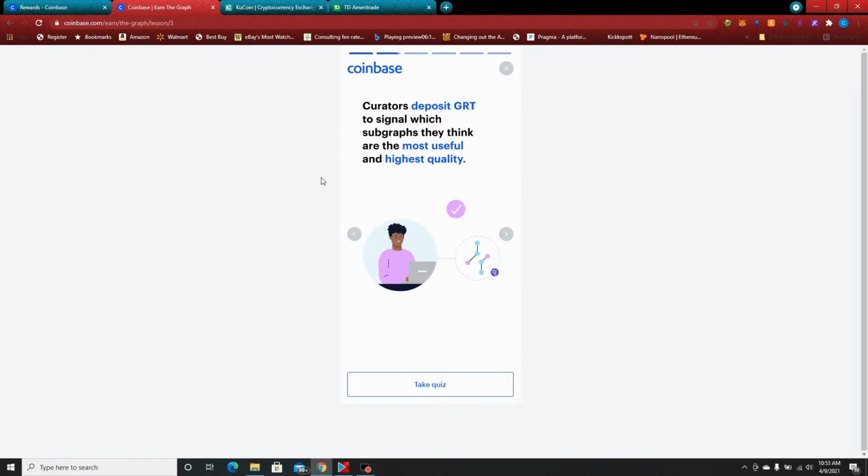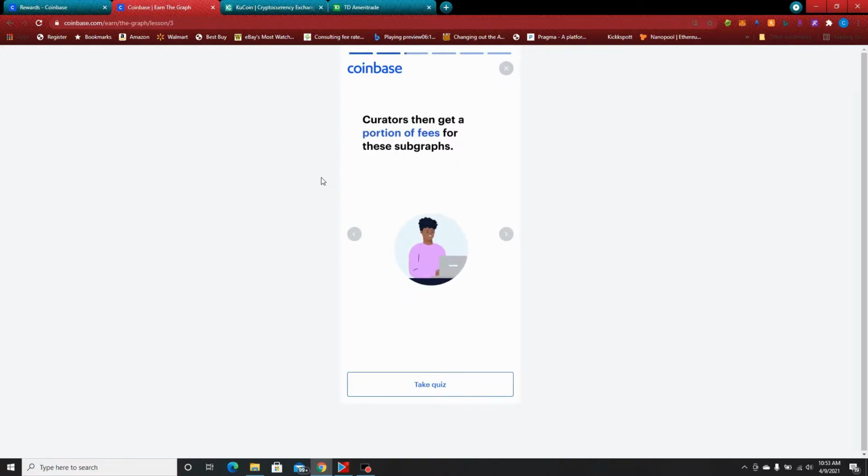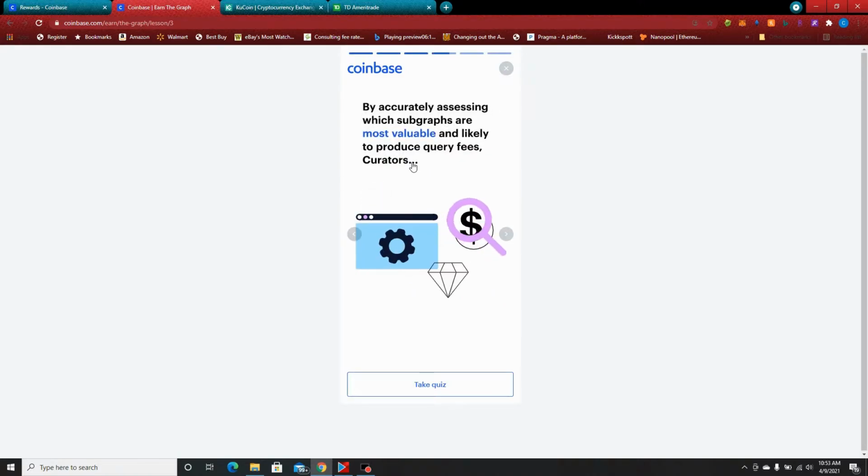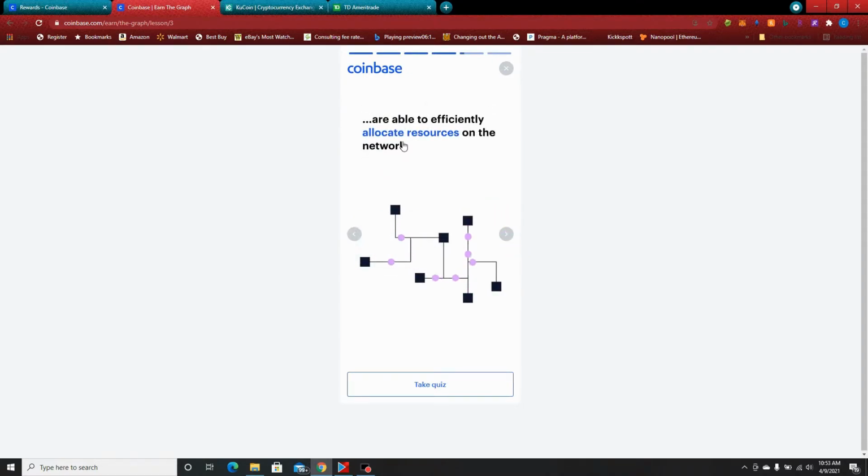Okay, so it's a voting thing. I don't really like the voting things. I don't think they're going to stay around long. Curators then get a portion of the fees for these subgraphs. Well, if you're paying people to do it, then probably. So it's on the network.